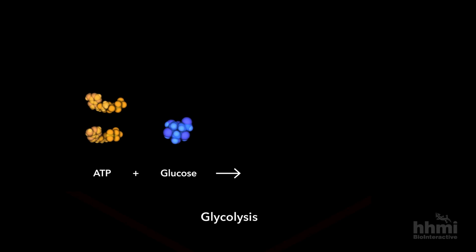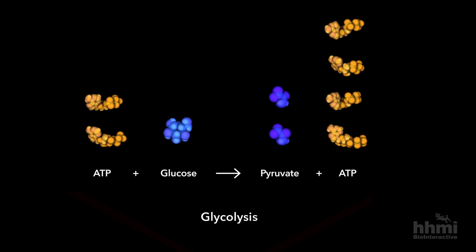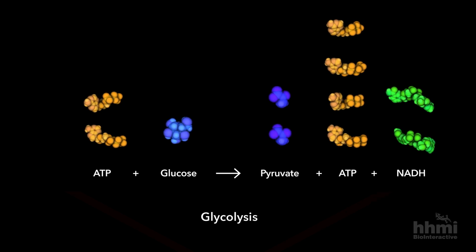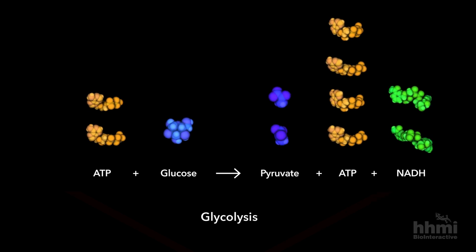The glycolysis pathway breaks down glucose into 2 molecules of pyruvate, gaining 2 ATP and 2 NADH in the process.